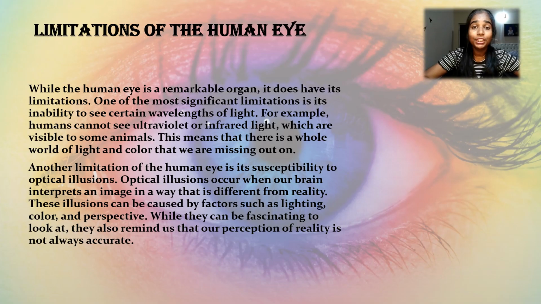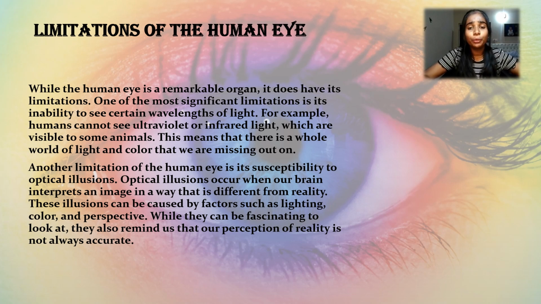Limitations of the human eye. While the human eye is a remarkable organ, it also has its limitations. One of the main limitations is that we cannot see certain wavelengths of light. For example, humans cannot see ultraviolet or infrared light, which are visible to some animals. This means that there is a whole world of light and colors that we are missing out on.